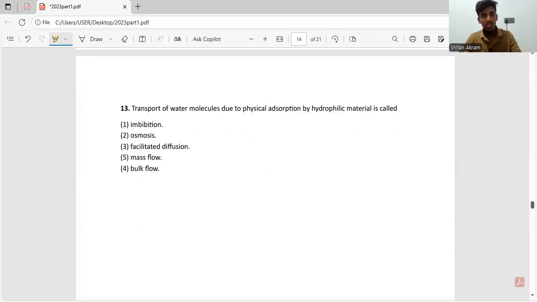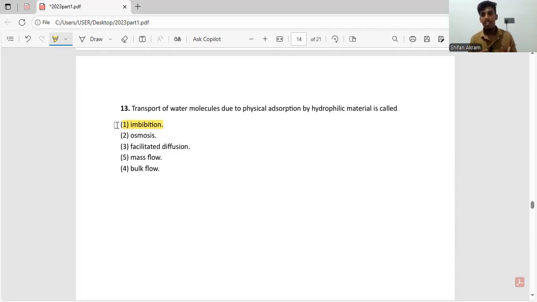Okay, now let's go through the 13th question. Transport of water molecules due to physical adsorption by hydrophilic material is called. Now, we know whenever the word adsorption comes, the method of transport is imbibition, right? Because during imbibition, what happens? Hydrophilic material goes and adsorbs water. So this water goes and attaches to the surface of the hydrophilic material.